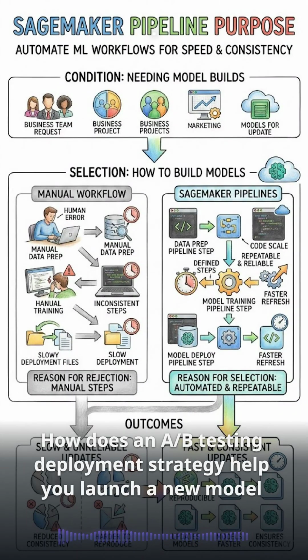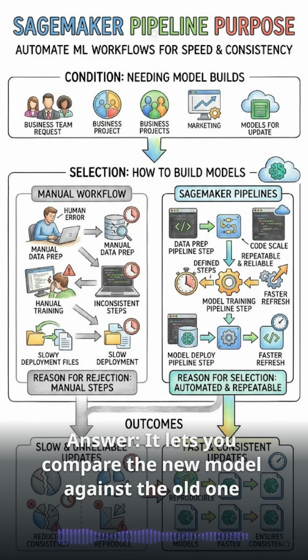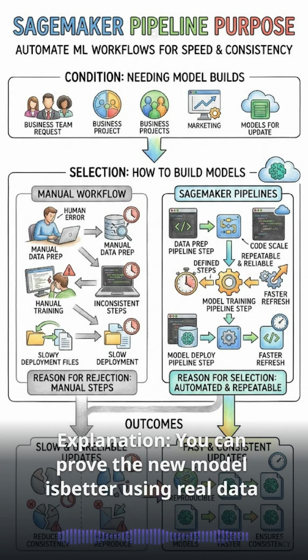81. How does an A/B testing deployment strategy help you launch a new model version safely and securely? It lets you compare the new model against the old one by splitting your live traffic between them. You can prove the new model is better using real data before you fully replace the old and trusted version.